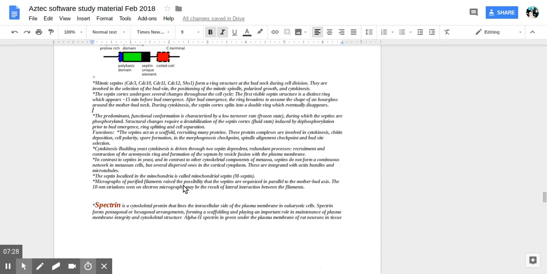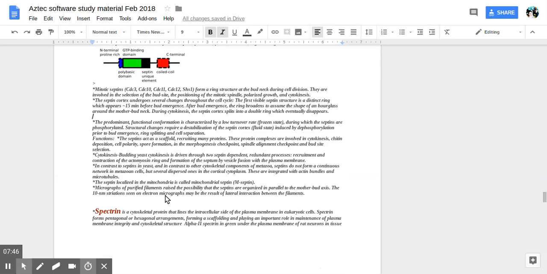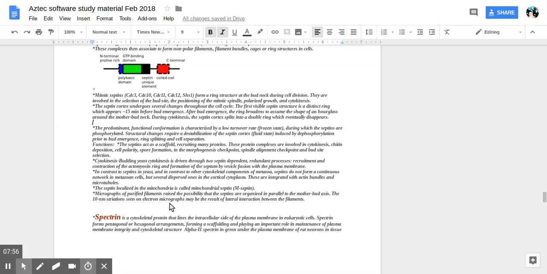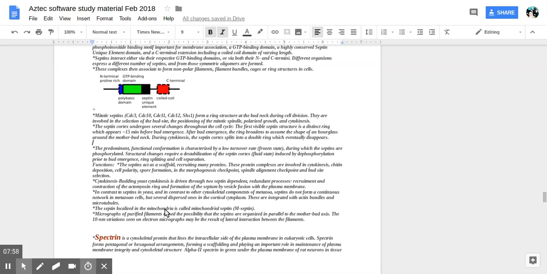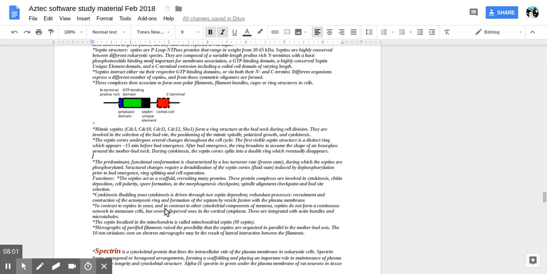The spectrin again are integrated with the actin bundles as well as microtubules. The septin are localized as well in mitochondria, called mitochondrial septin. Micrographs of purified filaments raise the possibility that septins are organized in parallel to the bud axis. So it's 10 nanometer striations seen on electron micrographs, showing lateral interaction between the filaments.